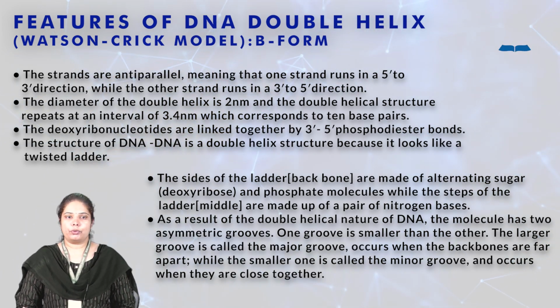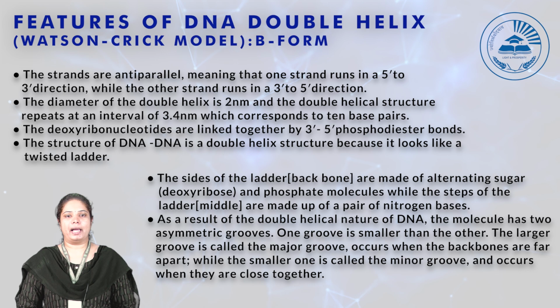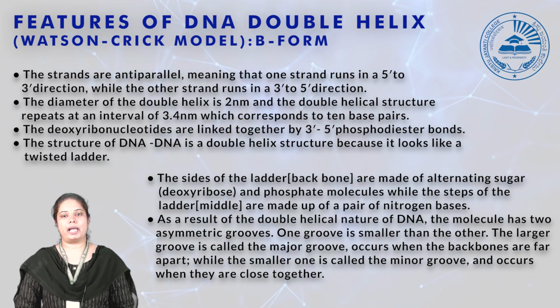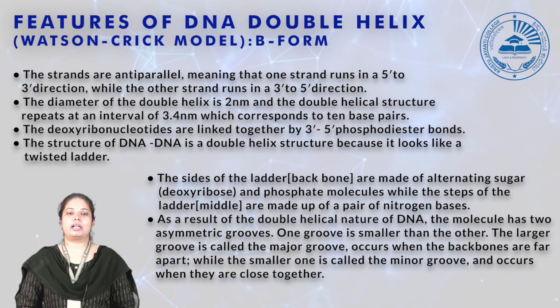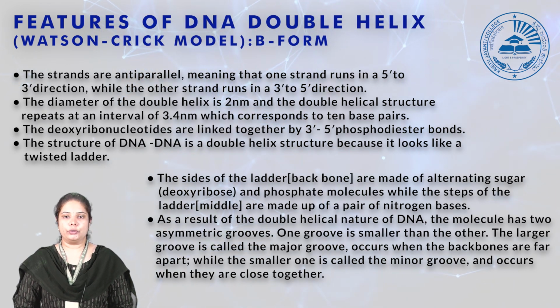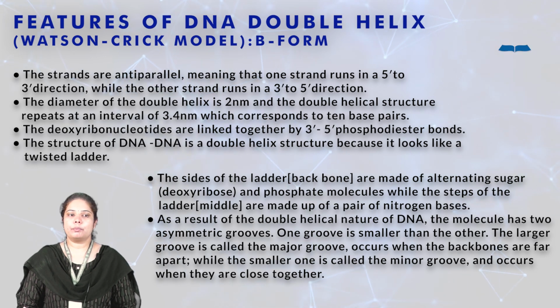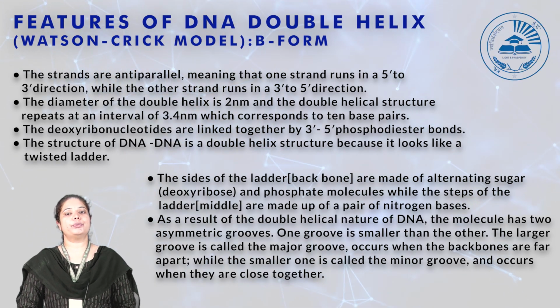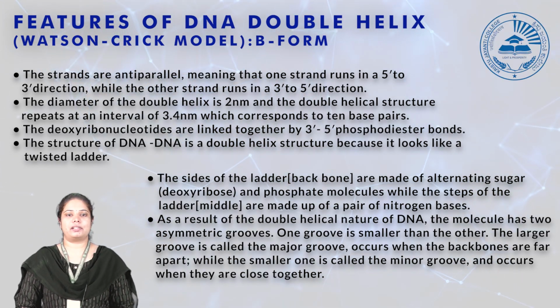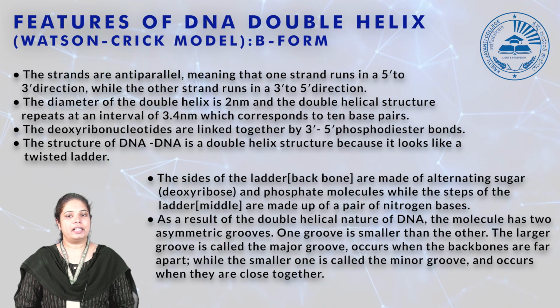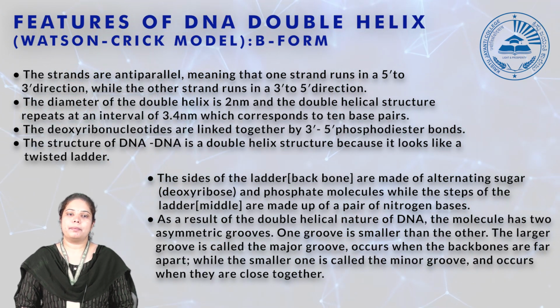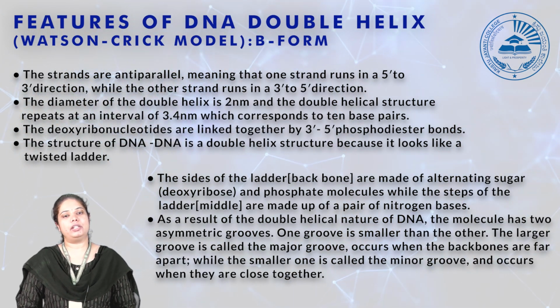The deoxyribonucleotides are linked together by a 3', 5' phosphodiester bond. It's a covalent bond. This covalent bond makes each DNA strand very strong. Whereas hydrogen bonds are weaker, the hydrogen bonds are used to hold both the strands to each other. Whereas this phosphodiester bond is used for the basic polymerization of each of the strands.